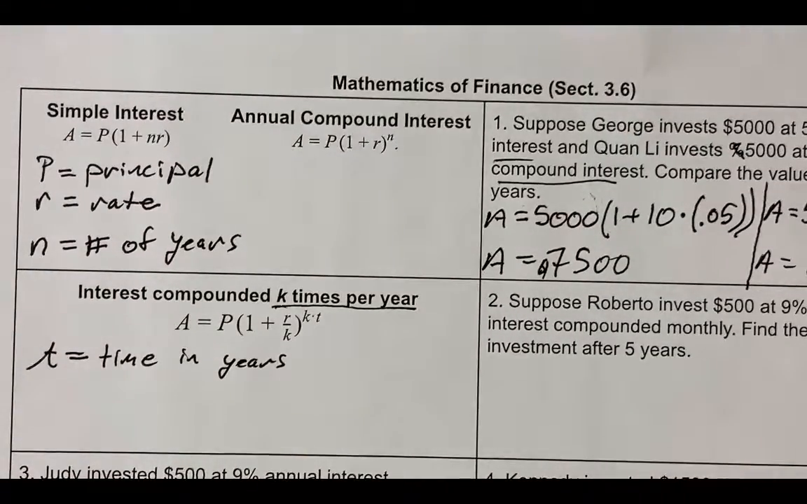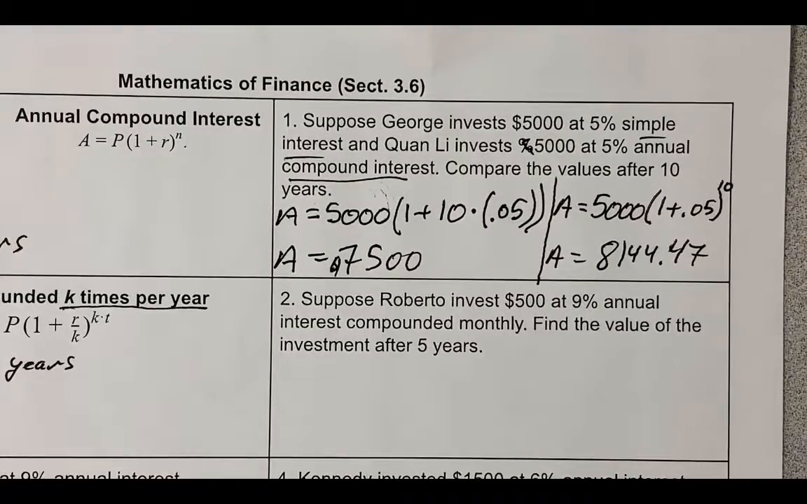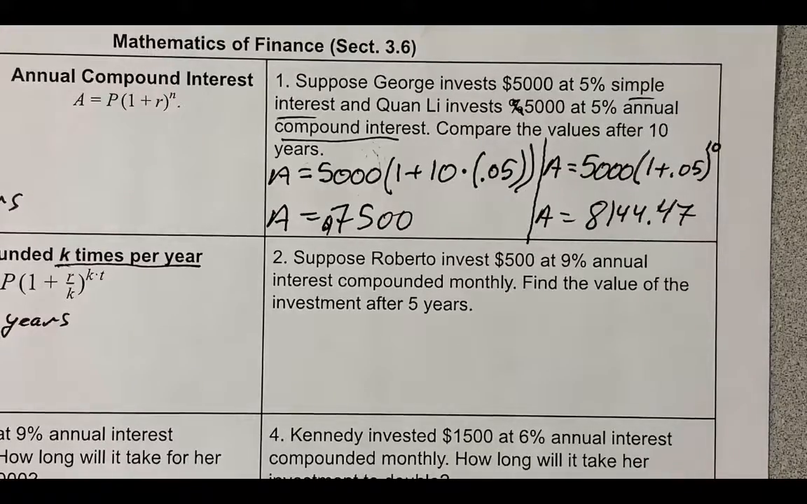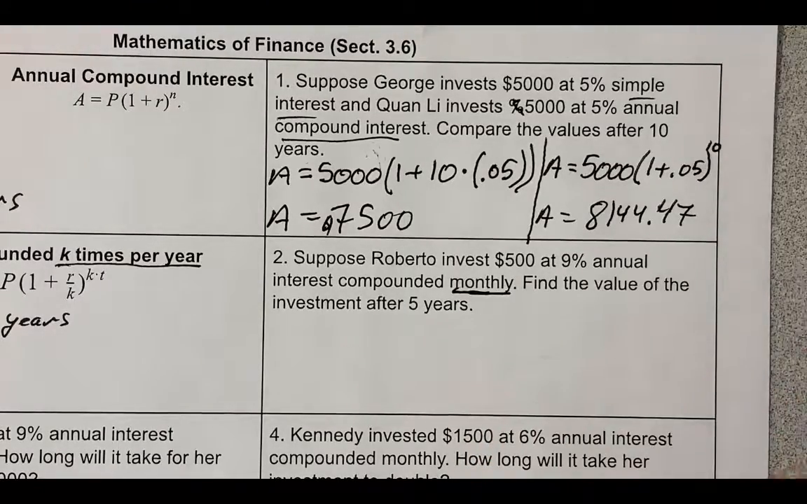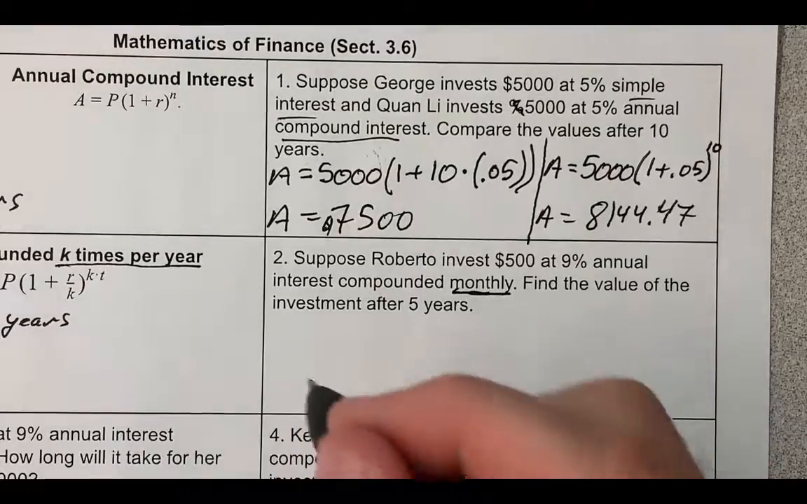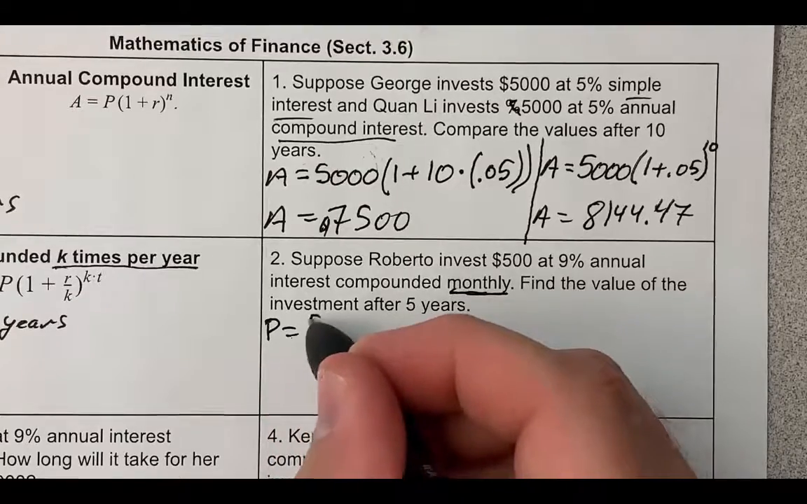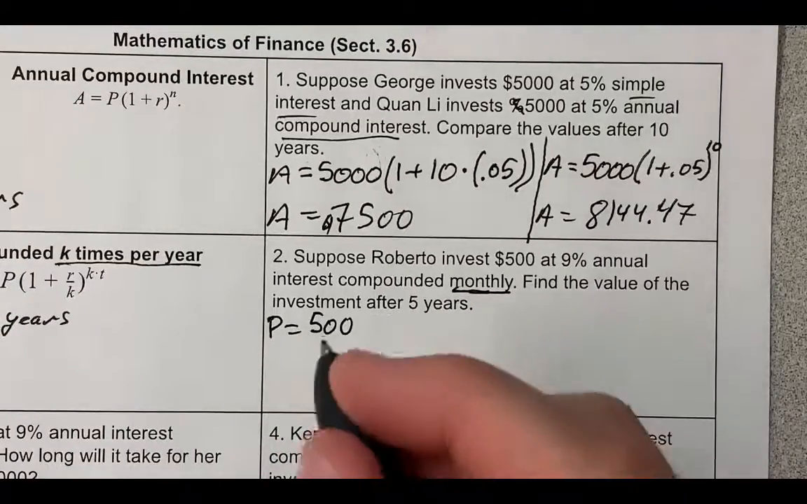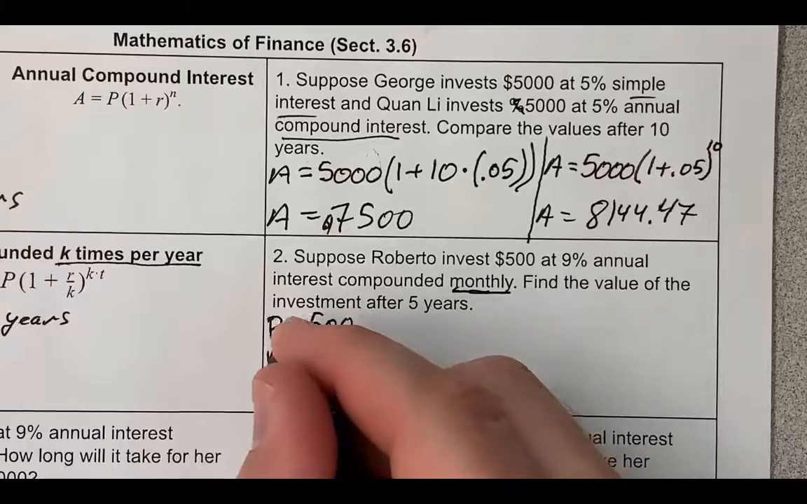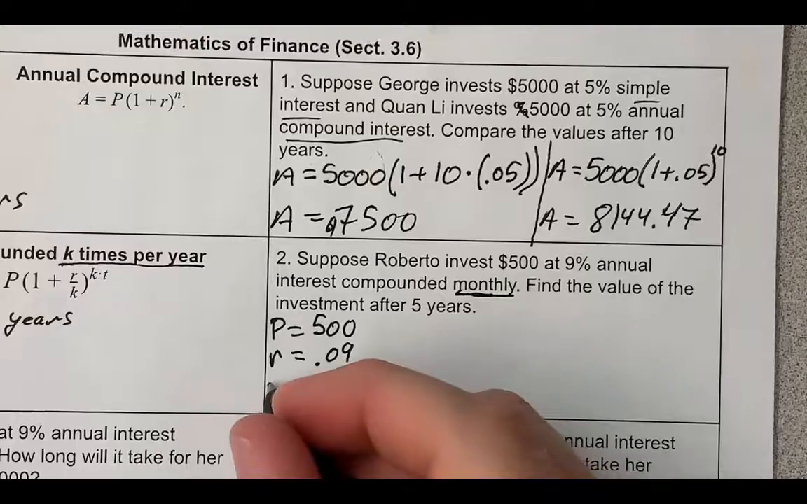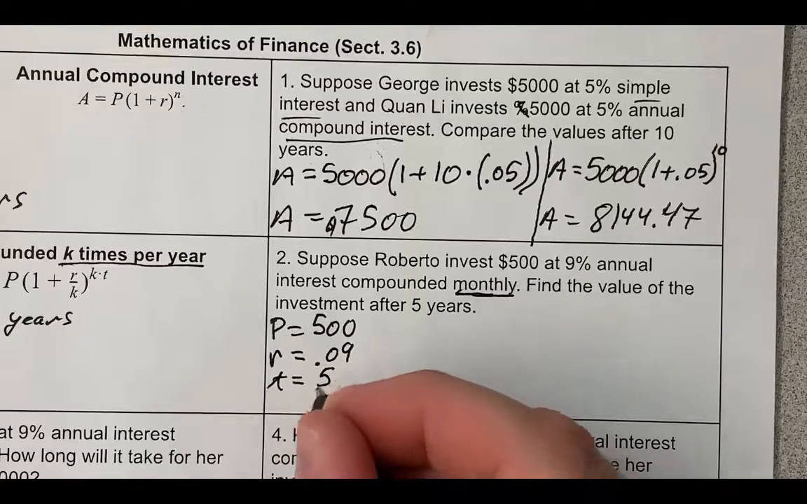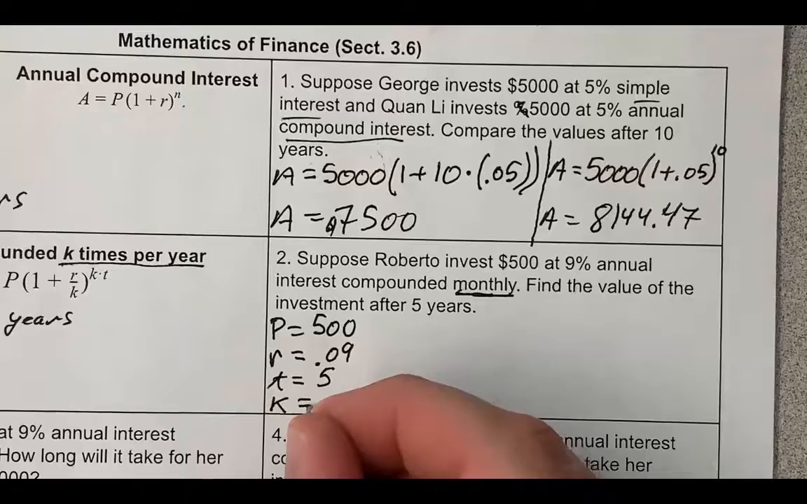Let's do an example here. Suppose Roberto invests $500 at 9% annual interest, compounded monthly. That means it's going to be compounded 12 times per year. Find the value of the investment after 5 years. With these problems, I like to make a list of everything that I know. The principal is equal to $500, what I'm investing initially. R is equal to 0.09, 9% expressed as a decimal. T is equal to 5, because 5 years. And K is 12 because it's compounded monthly.